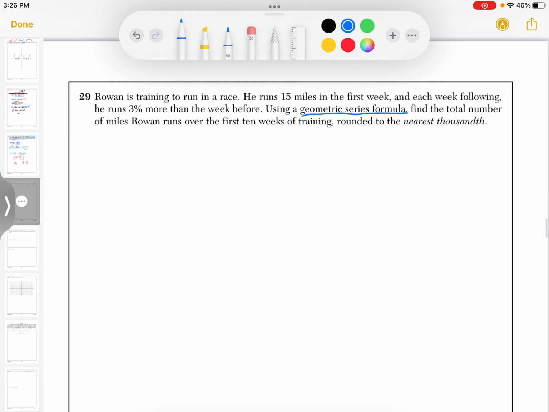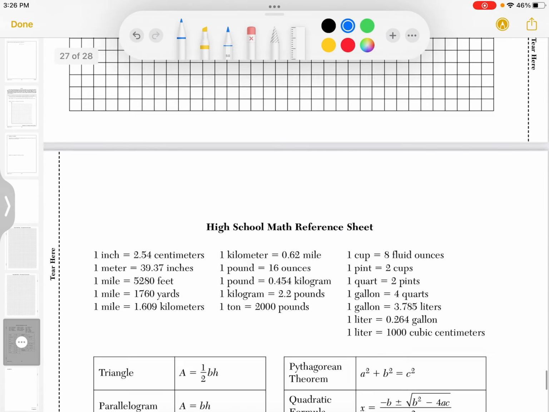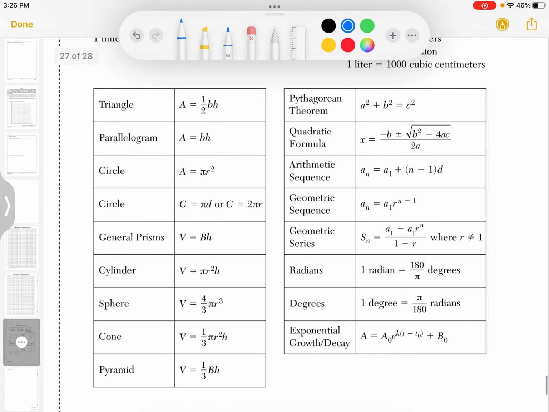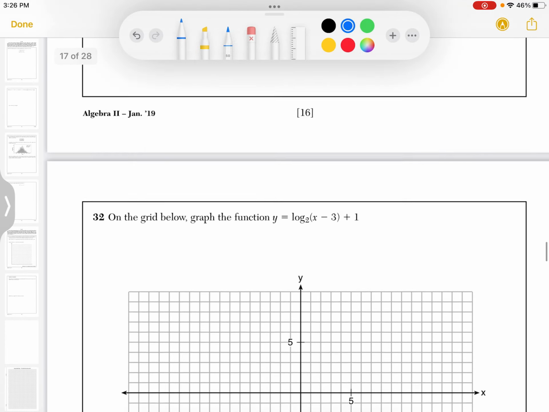Using a geometric series formula, find the total number of miles Rowan runs over the first 10 weeks of training, rounded to the nearest thousandth. So, geometric series formula. You guys hopefully know by this point that every exam has this reference sheet at the back. Geometric series is on it. So if you were doing this question on a real Regents exam, you would flip to the back, you would grab that formula, and then you would copy the formula down.